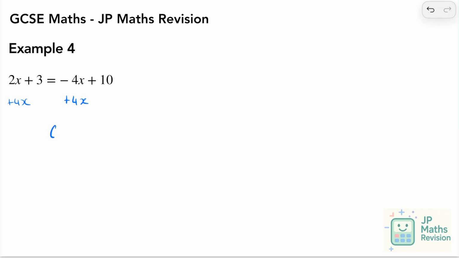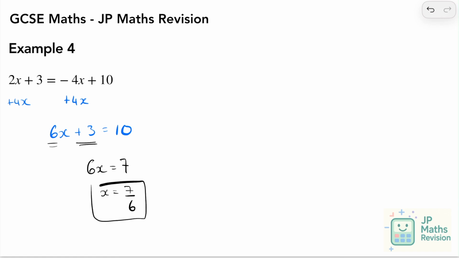And we end up with 6x plus 3 equals 10. So now we need to try and solve this. The thing that's in the way of x being by itself is the plus 3 and the times by 6. So we're going to get rid of the plus 3 by minusing 3. So we end up with 6x equals 7. And then we're going to get rid of the 6x. The opposite of multiplying by 6 is dividing by 6. So we end up with x equals 7 over 6. And that is the answer to that question.